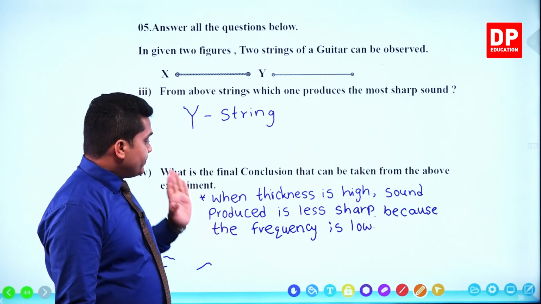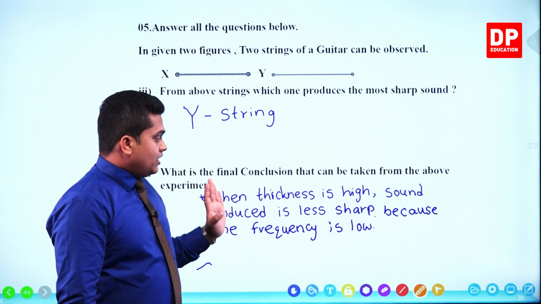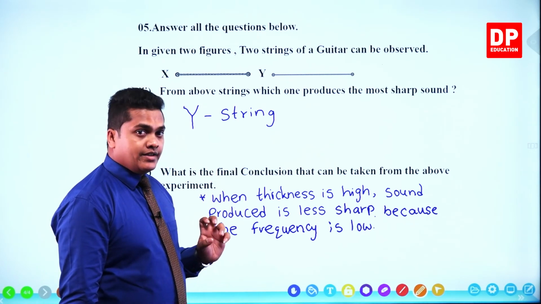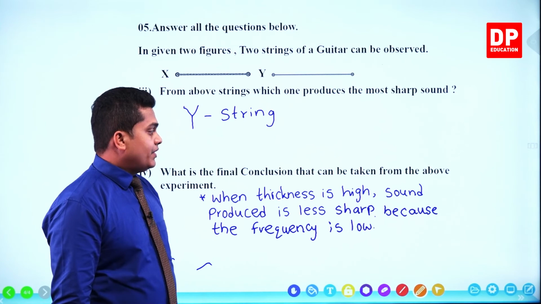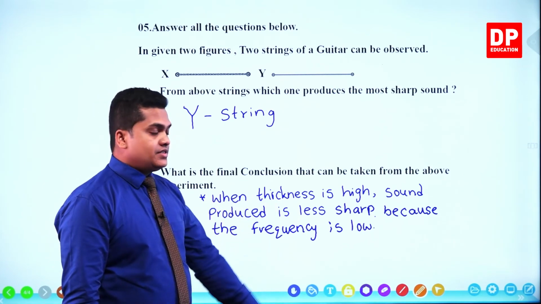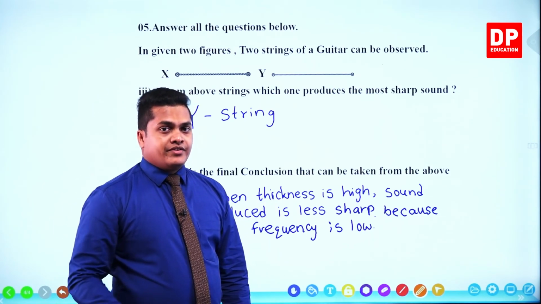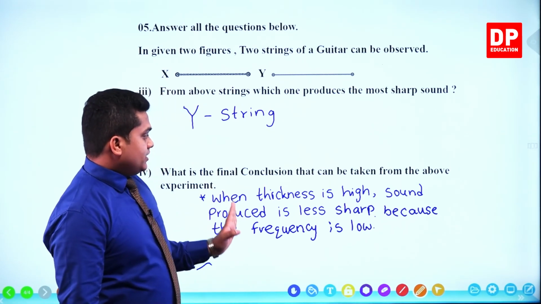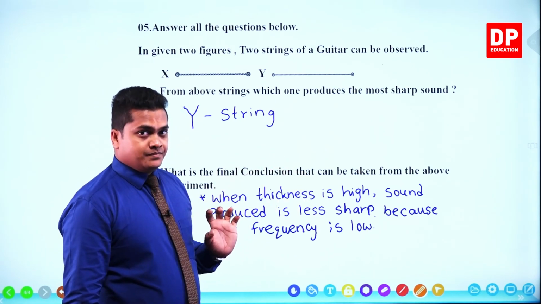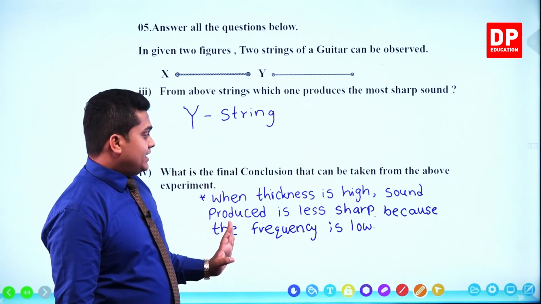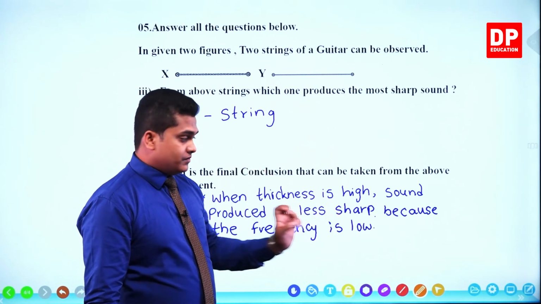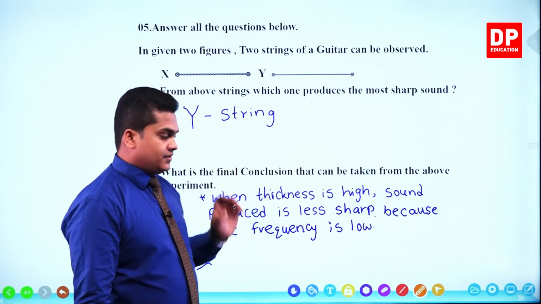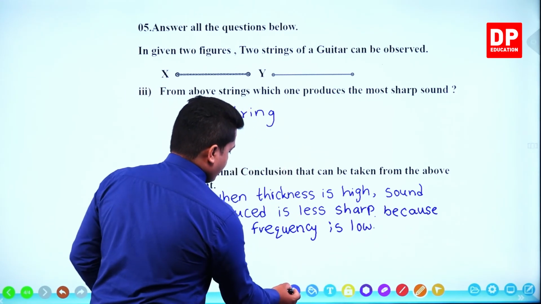When playing a string that has a high thickness, the sound produced is less sharp because the frequency is low. In the reverse case, you can also write the conclusion like this: when thickness is low, the sound produced is more sharp because the frequency is high. So we can write that as well.